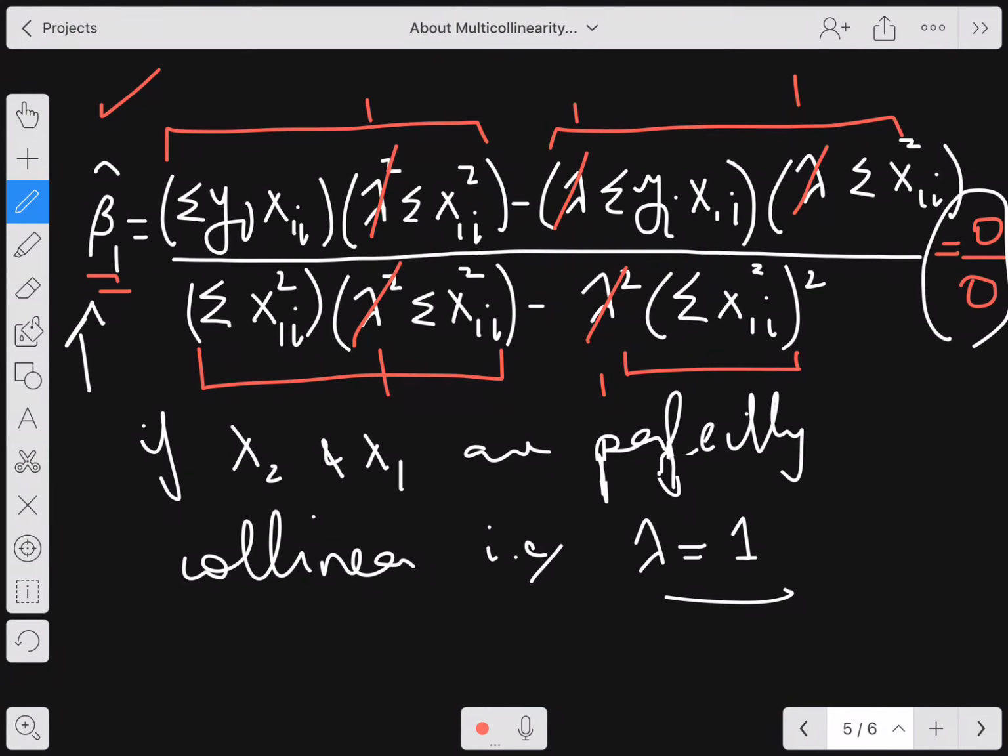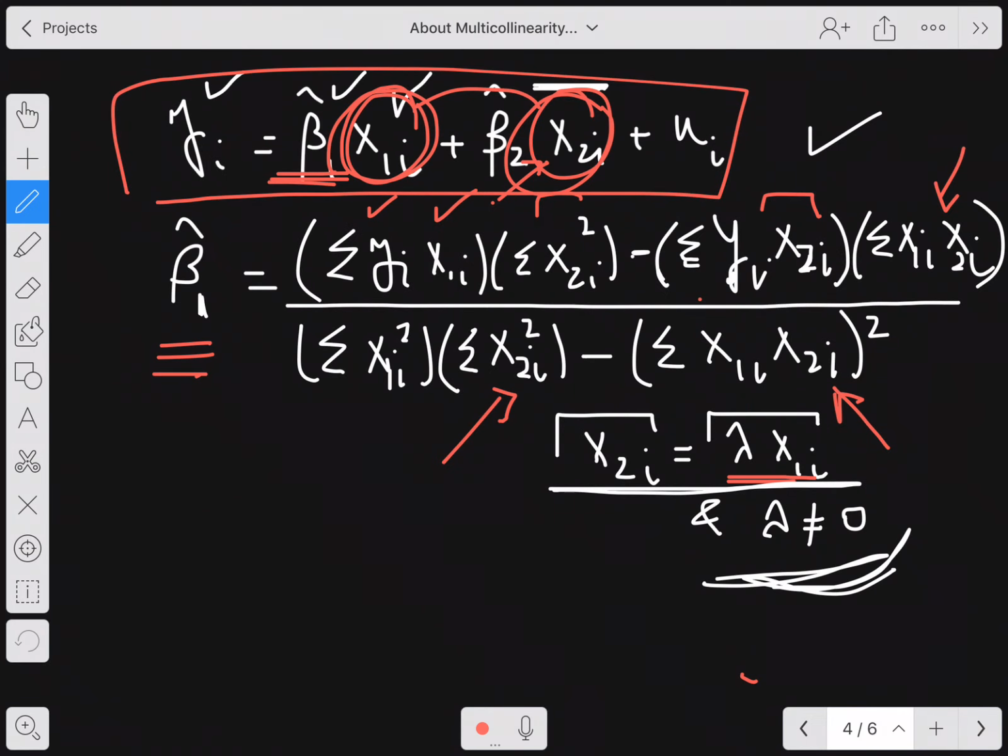Okay, and this is all under the important assumption that x2i is nothing but a linear combination of x1i, and x2i is equal to lambda x1i. In other words, lambda is equal to a non-zero constant.